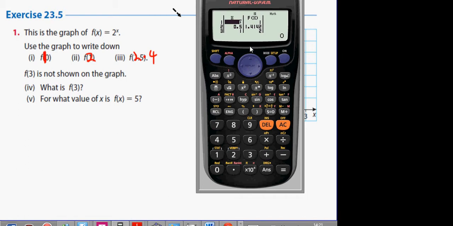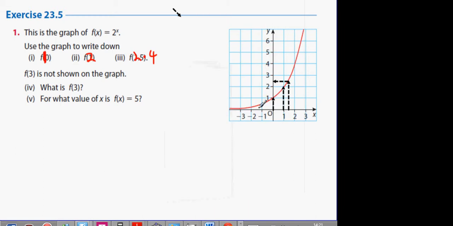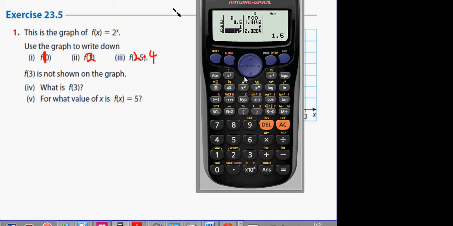Now let's see if this works out. Now look at it. f of 0 is 1. f of 1 is 2. When x is 1, y is 2. When x is 1.5, y is 2.8. So I was miles off. 2.8 for 1.5. Can we look at this again? That's interesting, isn't it?